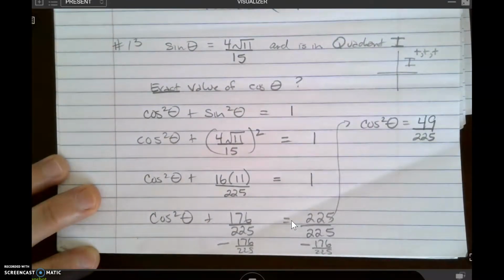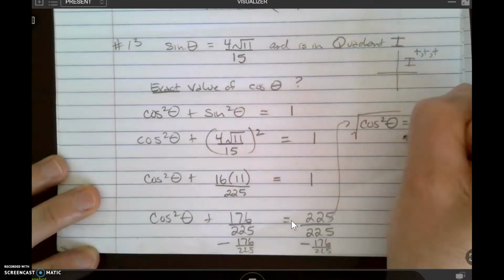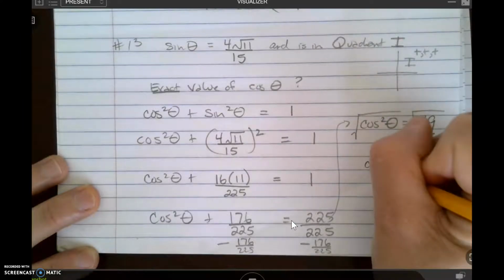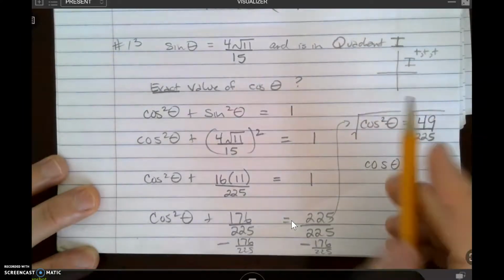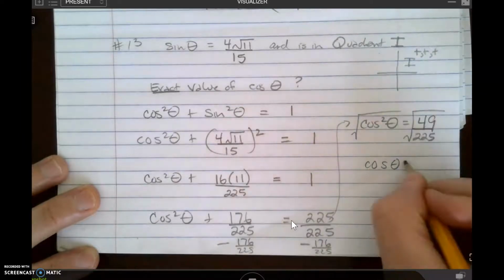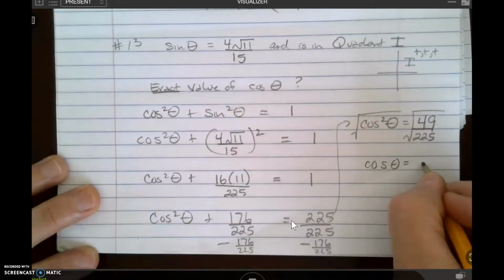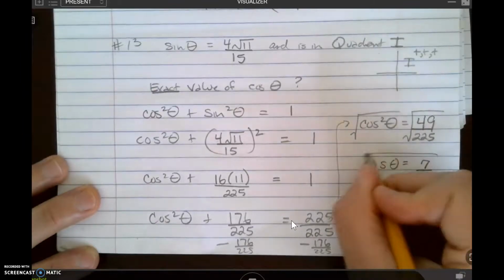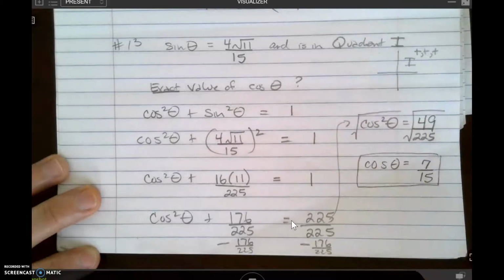Now I have to take the square root. I would normally need plus or minus, but since I'm in quadrant 1, I only need positive. And the square root of 49 is 7, and the square root of 225 is 15. So my exact answer is 7 divided by 15.